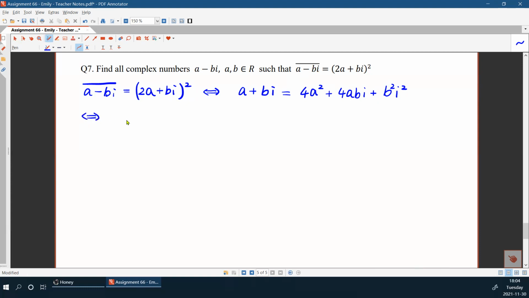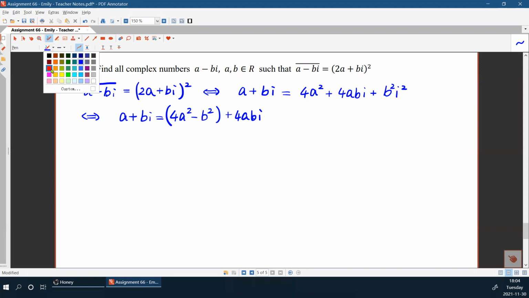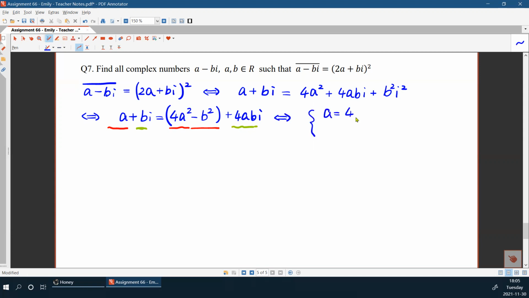So we can further rewrite the equation to a plus bi equals 4a squared minus b squared, and then plus 4abi, right? And now we have come to a point that two complex numbers are equal. That means the real part on the left should equal the real part on the right, and at the same time, the imaginary part on the left should also equal the imaginary part on the right. And this is equivalent to, first of all, a equals 4a squared minus b squared, right? And then b equals 4ab.